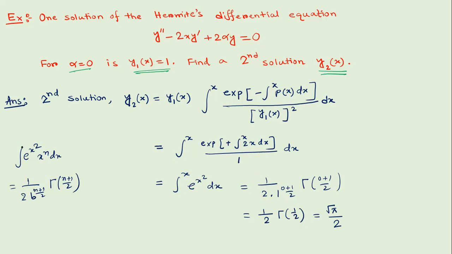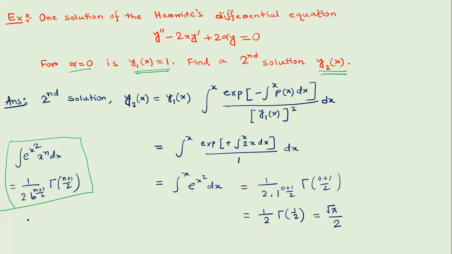And you know this is the gamma function, as in thermodynamics at your graduation level. That is the formula of the gamma function. Just compare to this gamma function, you can calculate; this is x to the power 0, right? So n is 0 here, put this value, you will get root pi by 2. So one solution is 1 and the other solution is root pi by 2. These are the two solutions of this differential equation at alpha equals 0.